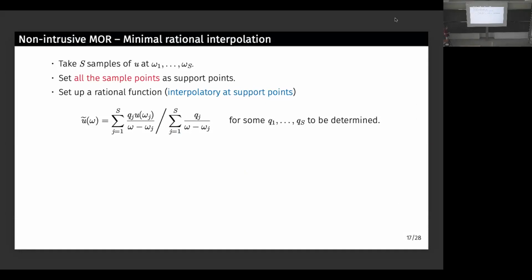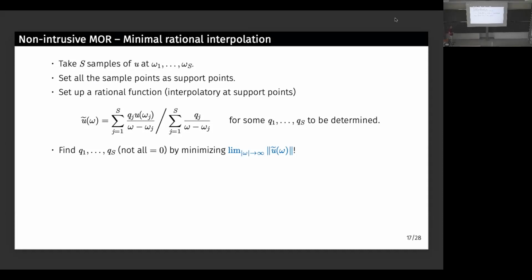As I said, all the sample points are support points. We don't have any test point here. We build our surrogate just like before. And the way we find the coefficients, Q1 all the way to QS, is going to be by minimizing something completely arbitrary at first. So the way we find the coefficients, Q1 to QS, is we minimize the norm of the surrogate for large frequencies.